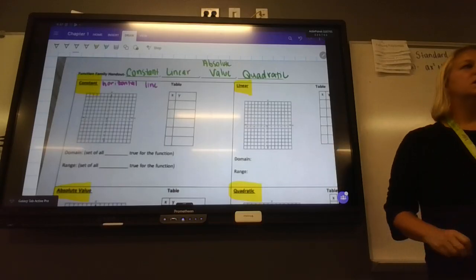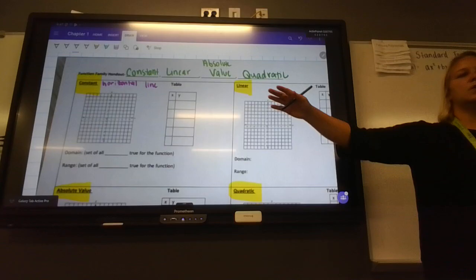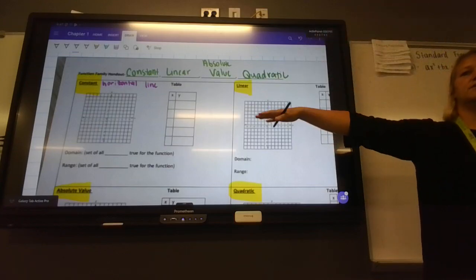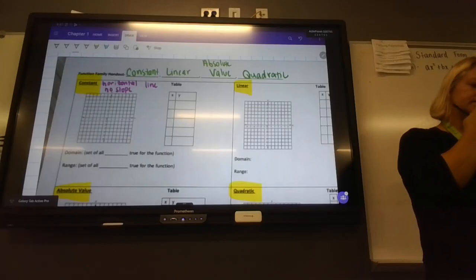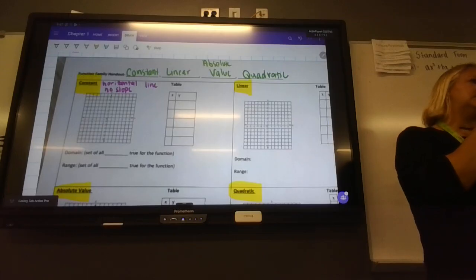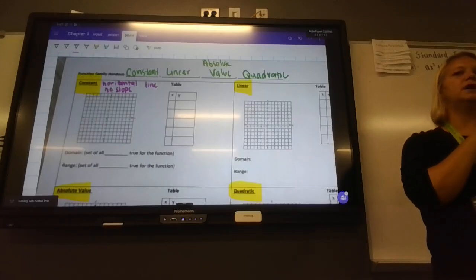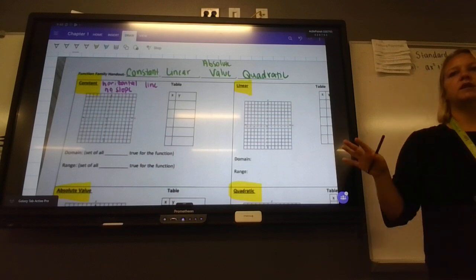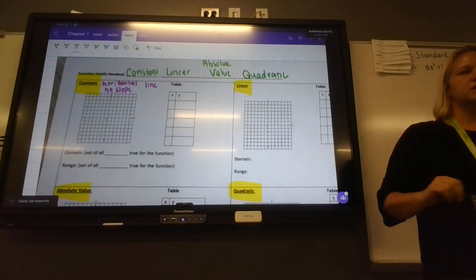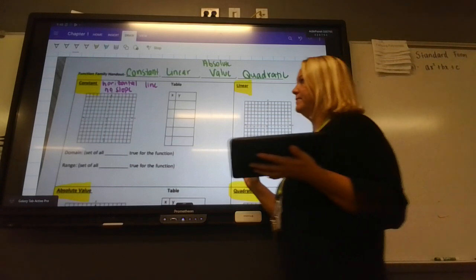Can you read that? The constant function family is a horizontal line. It's a flat line. It has no slope. To be honest with you, this is the least interesting function family out there. So we talk about it very little. We cover it right here. There's like 2 questions in your textbook about it, and then we move on.